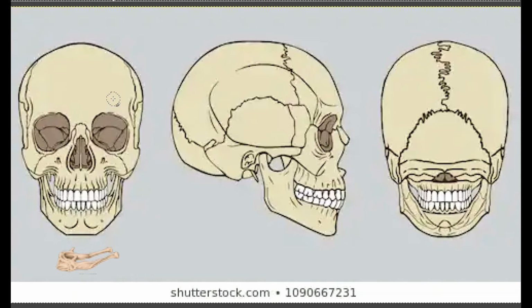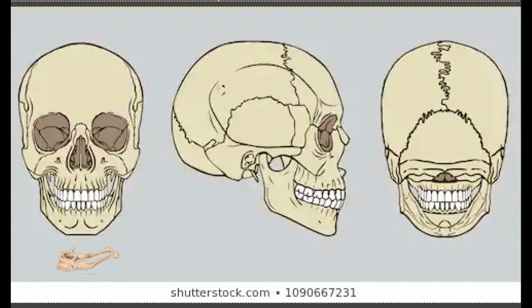So the first one we're going to look at is pretty easy to identify. It is this big plate right here. So this is what we call our forehead, or the plate of the skull is called the frontal bone. So this is the frontal bone, and then again from the side view would be this part right here. So this is the frontal bone.